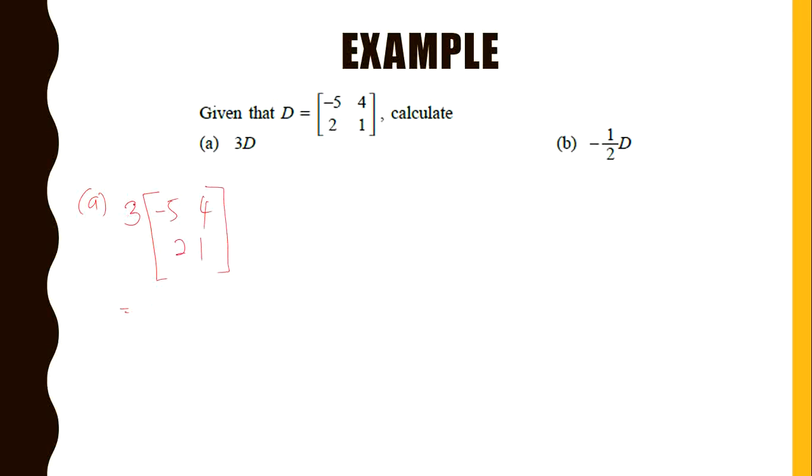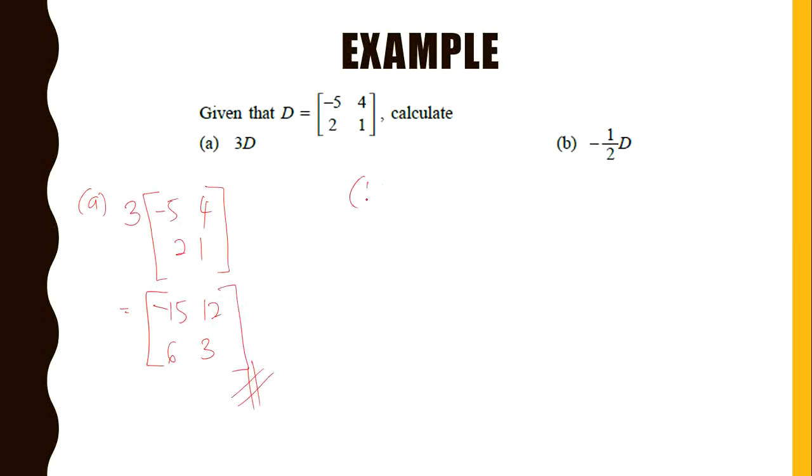Okay, so the number outside the matrix must be multiplied one by one to the elements in the matrix. So, 3 times negative 5 will be negative 15. 3 times 4, 12. 3 times 2, 6. 3 times 1 is 3.